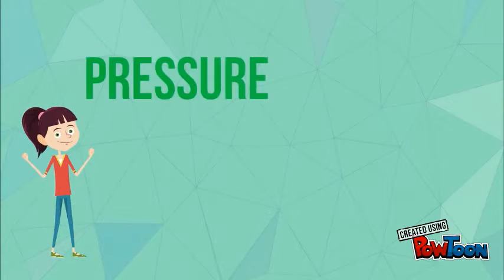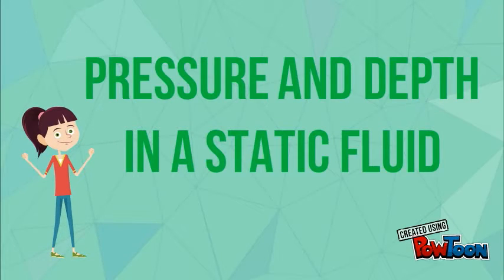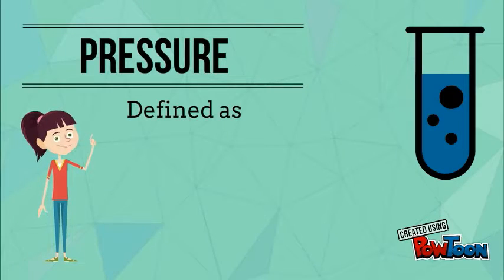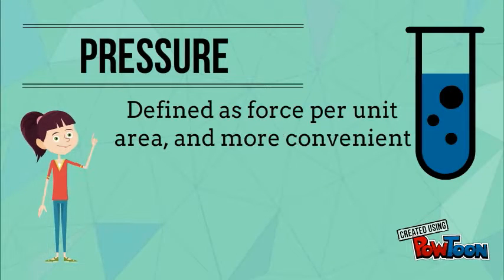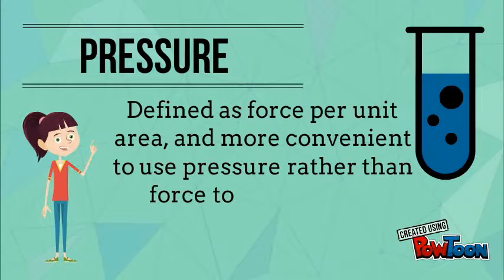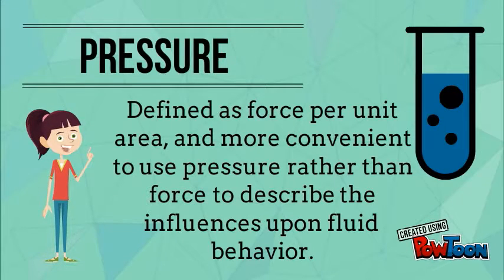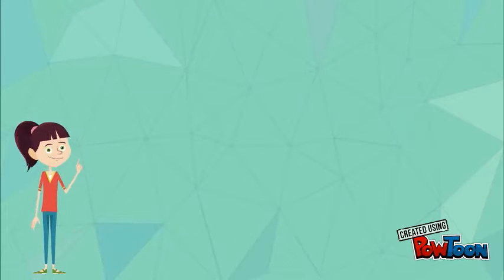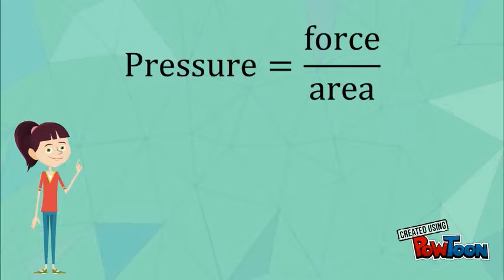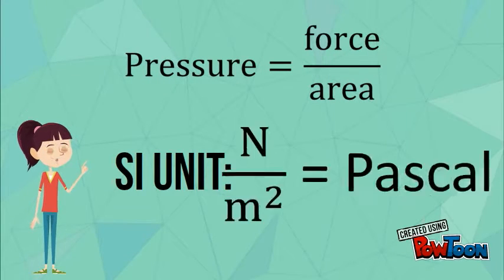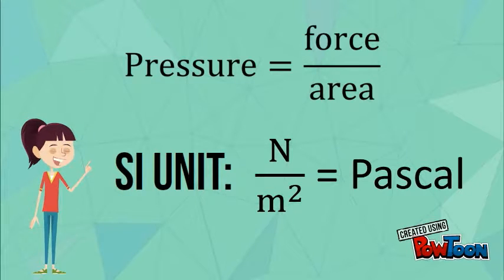Let's talk about pressure and depth in a static fluid. Pressure is defined as force per unit area, and it is more convenient to use pressure rather than force to describe the influences upon fluid behavior. To compute pressure, divide the force over the area. The SI unit for pressure is Newton per meter squared, or Pascal.